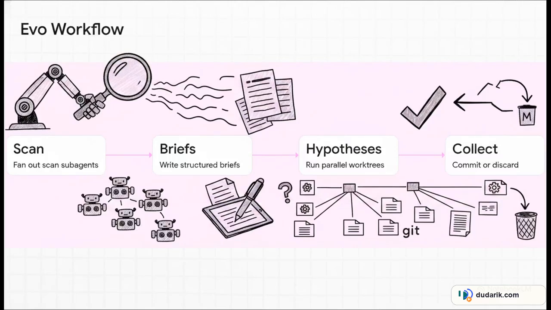The orchestrator scans the traces, writes up a structured brief with the objective and boundaries, and hands it straight to the subagents. Those subagents then run their hypotheses in their parallel Git work trees. Finally, the orchestrator collects the results, commits the code that survived the gating checks and actually improved the score, and just tosses the rest. The whole time, your main branch stays completely clean.